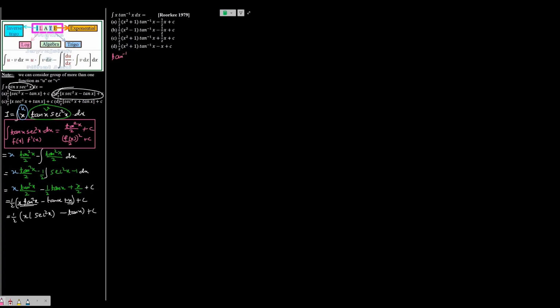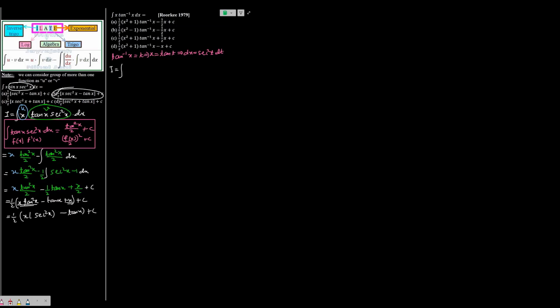Assume tan inverse x as t. Now the problem is we don't have its differentiation. So we have to make x the subject. We'll get x equal to tan t. Differentiate both the sides. We'll get dx equal to sec square t dt. So we are ready to change our variable.